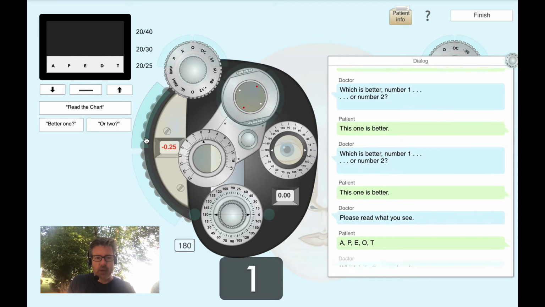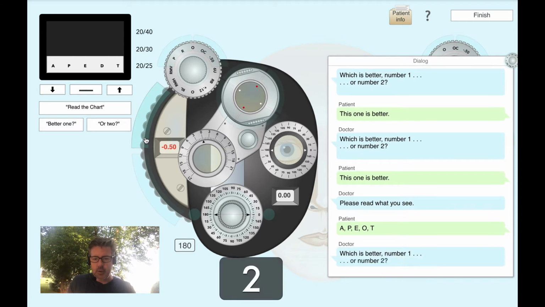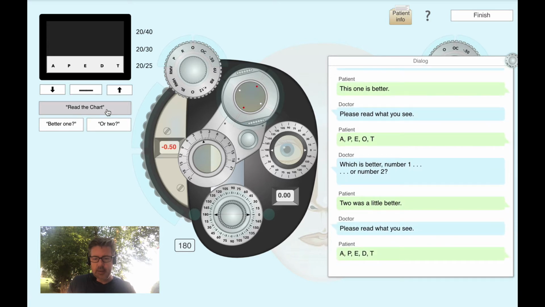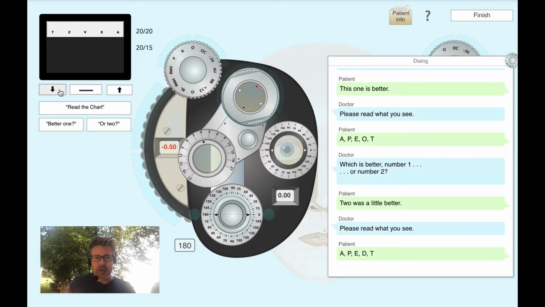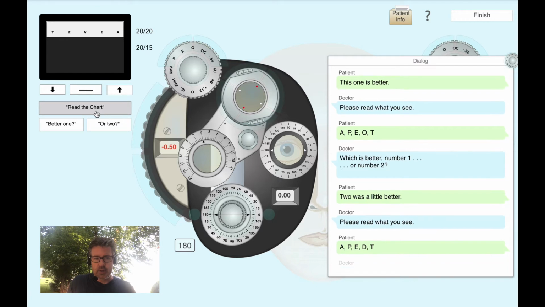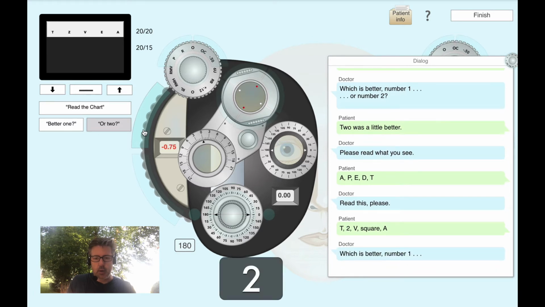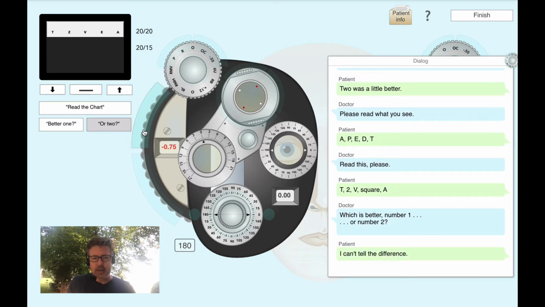Which is better, one or two? Two is a bit better. Read the chart. APEDT. Now she's getting those. Let's see if we can get 20/20. Read the chart. T2V2A. So, kind of seeing those, but having trouble. Let's give her some more minus and see if any more minus helps. One or two? I can't tell the difference.